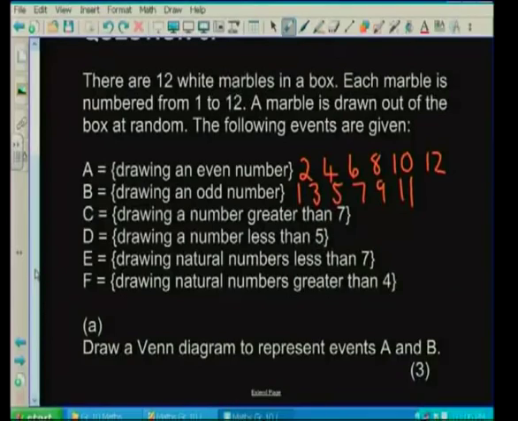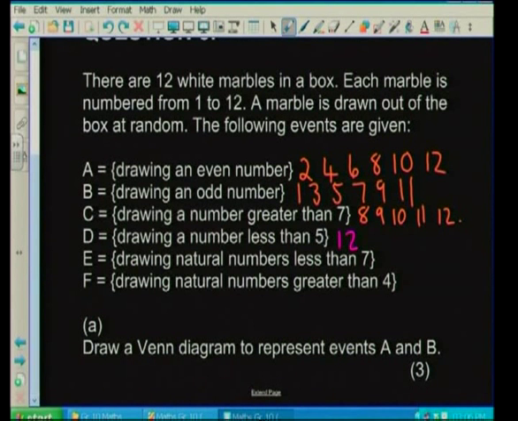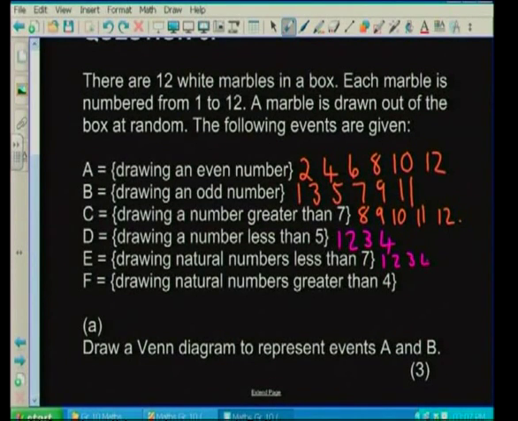So let's write those down. 8, 9, 10, 11, and 12. Then a number less than 5. A number less than 5, again, it does not include 5. So that'll be 1, 2, 3, and 4. Then a natural number. Now, guys, all of these numbers are natural numbers, so they're just trying to freak us out here. A natural number less than 7 will be 1, 2, 3, 4, 5, and 6. And then finally, natural numbers greater than 4 will be 5, 6, 7, 8, 9, 10, 11, and 12.